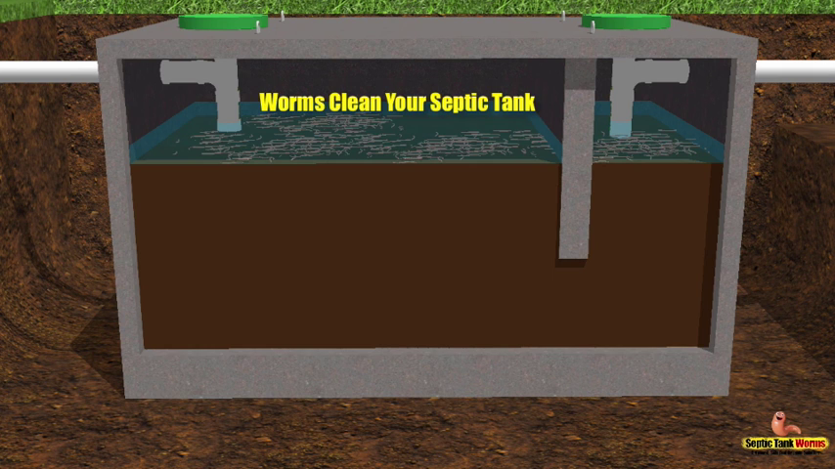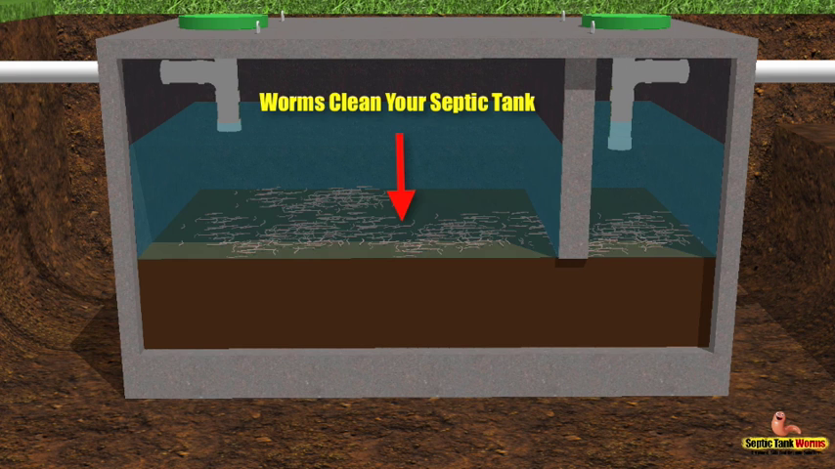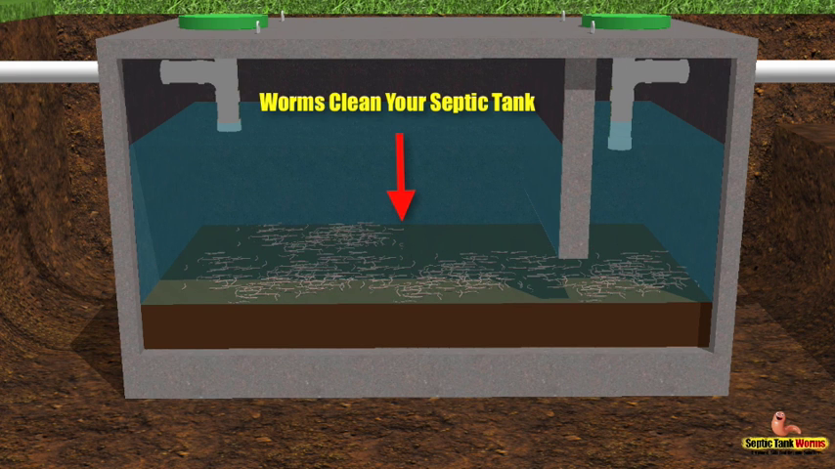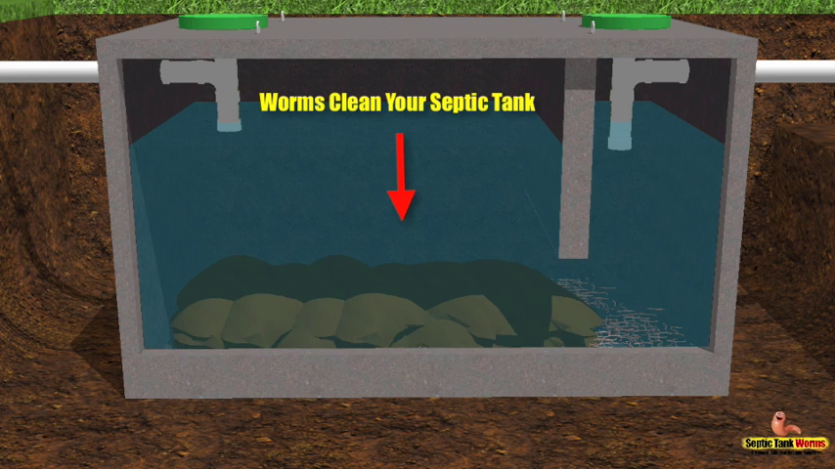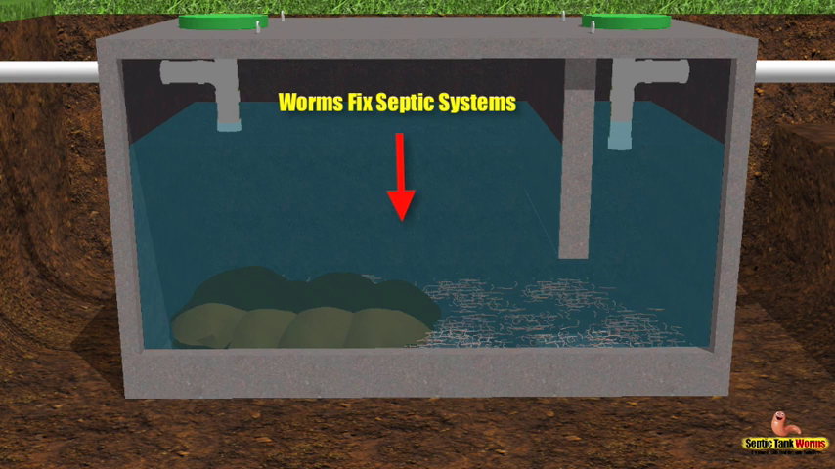So while the worms are at work in your drain field pipes, they're also at work in your septic tank, eating that sludge and completely cleaning it out. Once again, allowing that wastewater to flow freely from your property into the tank, into the drain field, and then straight into the soil.